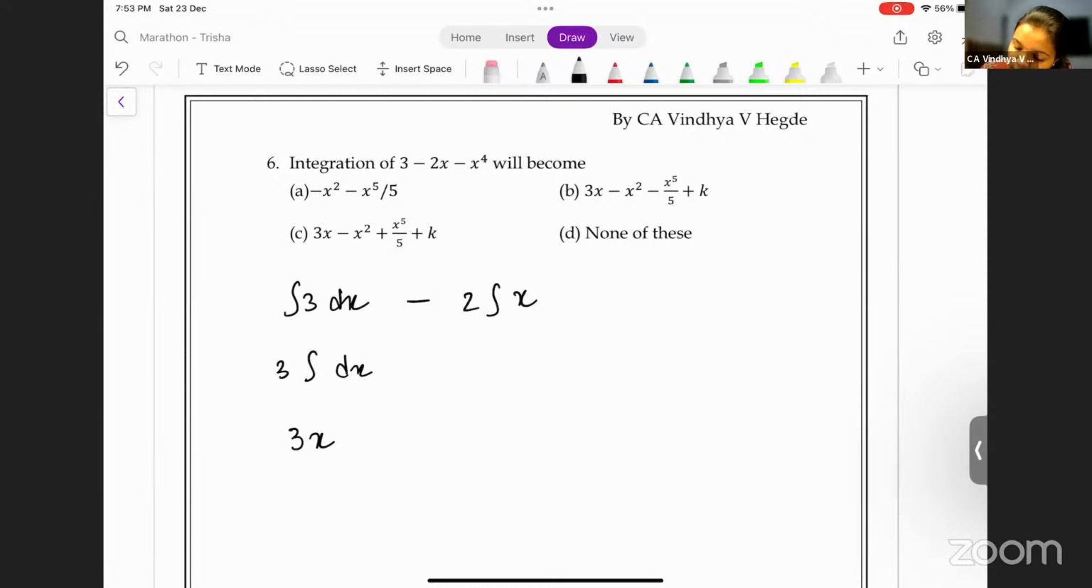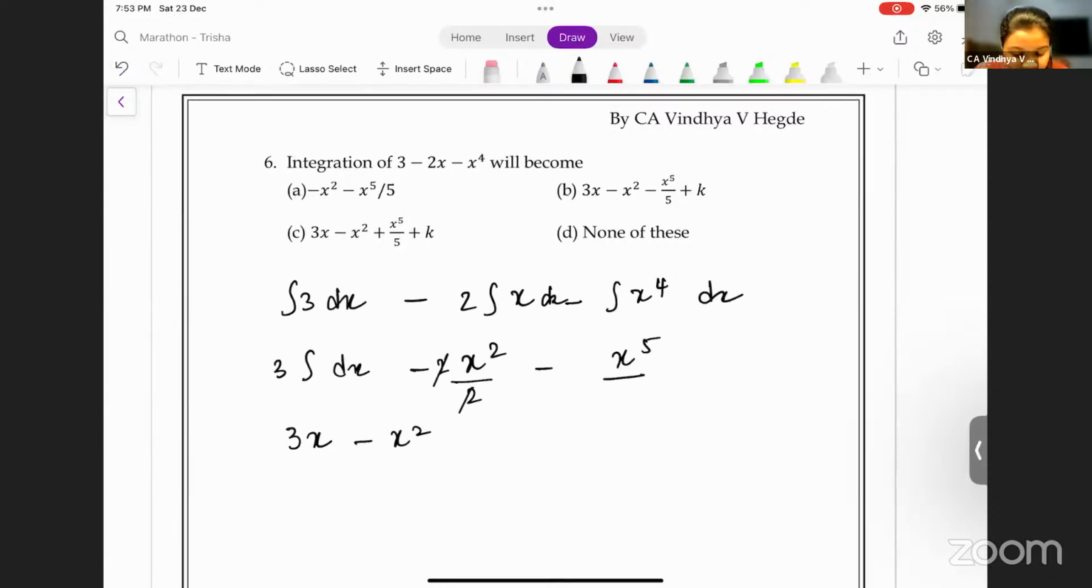Integration of x is x square divided by 2. The 2 gets cancelled, so minus x square. Correct? Next, minus integration of x to the power 4 dx, which is x to the power 5 divided by 5. So minus x to the power 5 divided by 5 plus k. K or c, depending on what is given in the question. Okay?